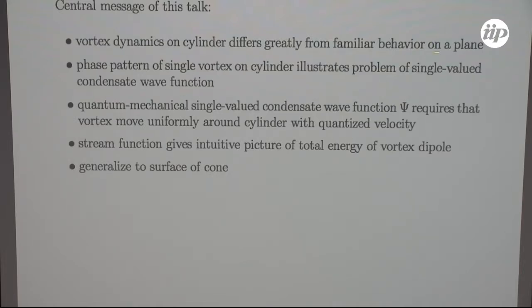The phase pattern shows that the issue of a single-valued wave function is non-trivial. And it turns out that in order to satisfy a single-valued wave function, the vortex has to move with a quantized speed around the circumference of the cylinder, either plus or minus. It's a broken symmetry. The stream function gives a very intuitive picture, and I'm going to talk about that later.